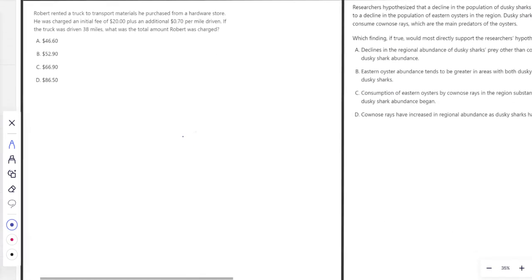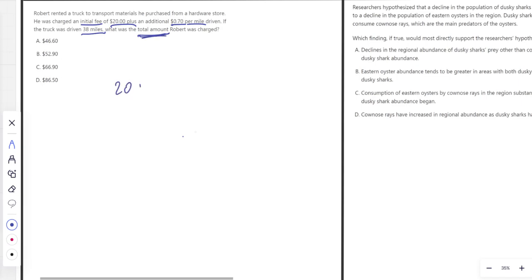Okay, next one is another nice little math question. Robert rented a truck to transport materials he purchased from a hardware store. He was charged an initial fee of $20 plus an additional 70 cents per mile. If the truck was driven 38 miles, what was the total amount that Robert was charged?